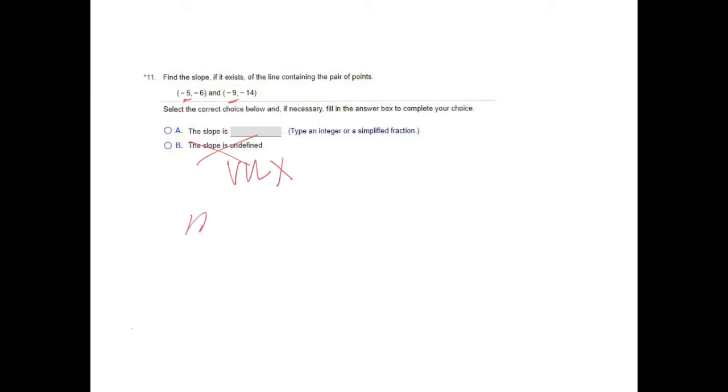So I'm just going to do my slope formula. My change in y, -6 minus a -14. Minus a negative turns that into a plus, over the change in x, -5 minus a -9, which turns that into a plus, and that's going to give us a 4. 8 divided by 4, the slope is 2.